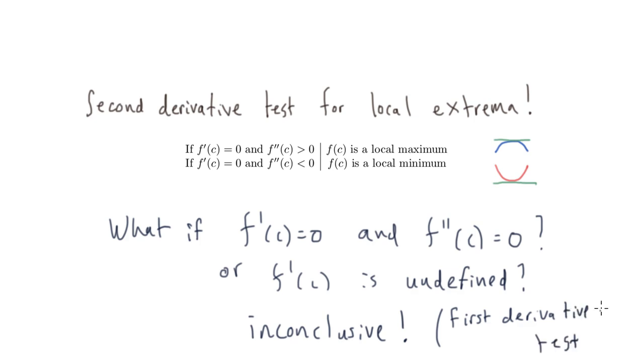So it's great, it's really nice. Like I said, I think it's easier to use than sort of testing points to the left and the right, but it has the caveat that it does not always work. In the case that the second derivative is 0, where you actually don't know the concavity, of course you can't conclude anything. And then if the critical point is coming from the fact that the derivative is undefined, unfortunately you also typically cannot use the second derivative test.